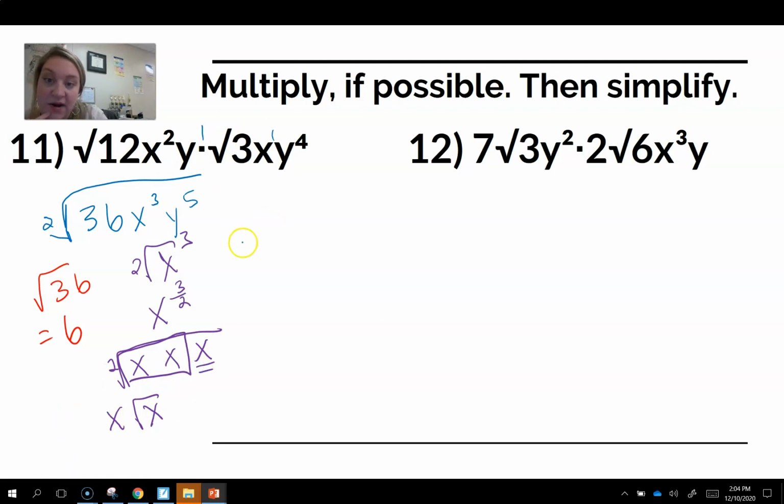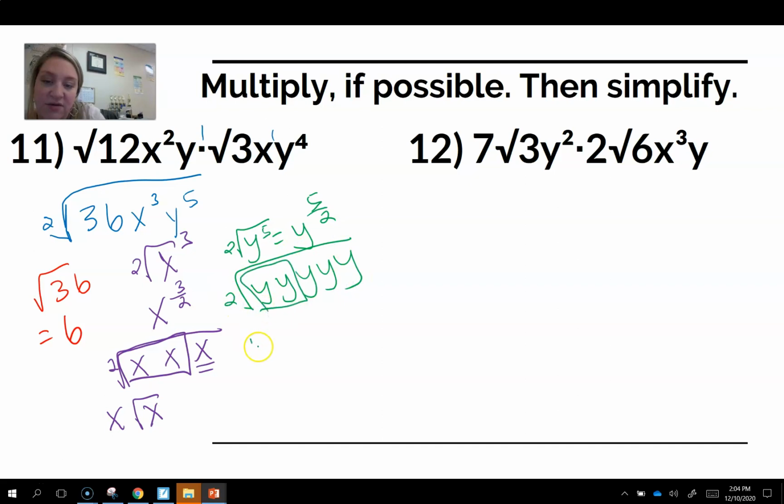Last thing to simplify is y to the 5th. So we're going to have square root of y to the 5th, which is going to be y to the power of 5 over 2. 5 over 2 does not simplify, so I'm going to write out what I have. 1, 2, 3, 4, 5 y's. Index of 2 means I need a pair, so there's a pair of y's. Here's another pair of y's, but I do have 1 y still inside. So this simplifies to y squared with 1 y inside.